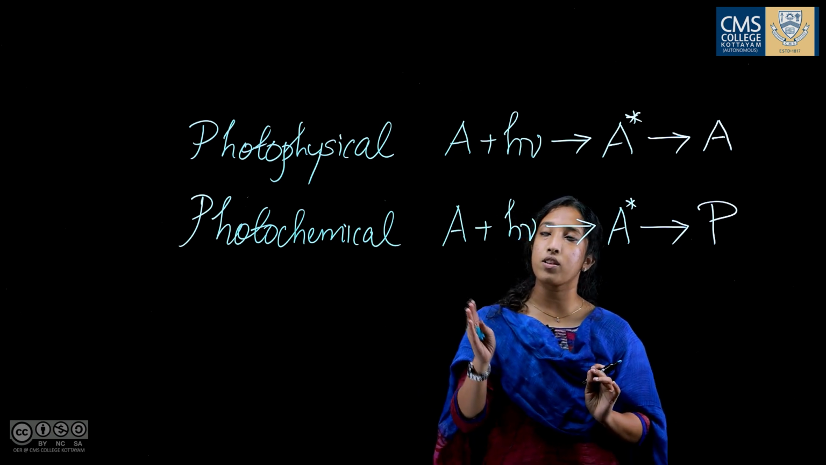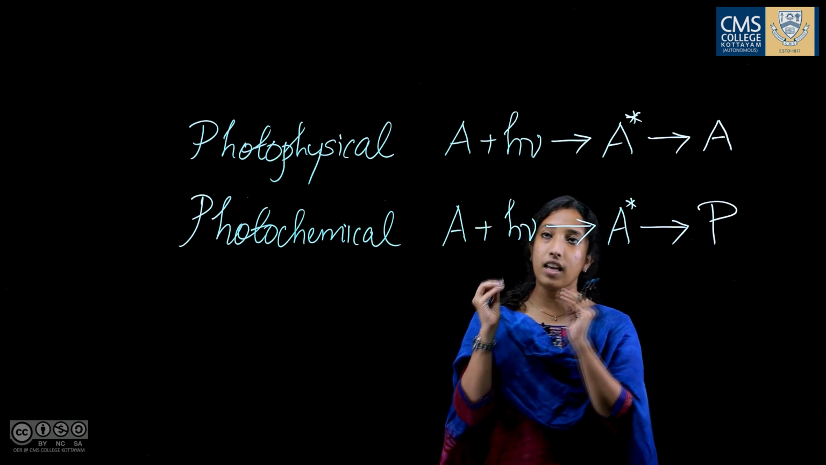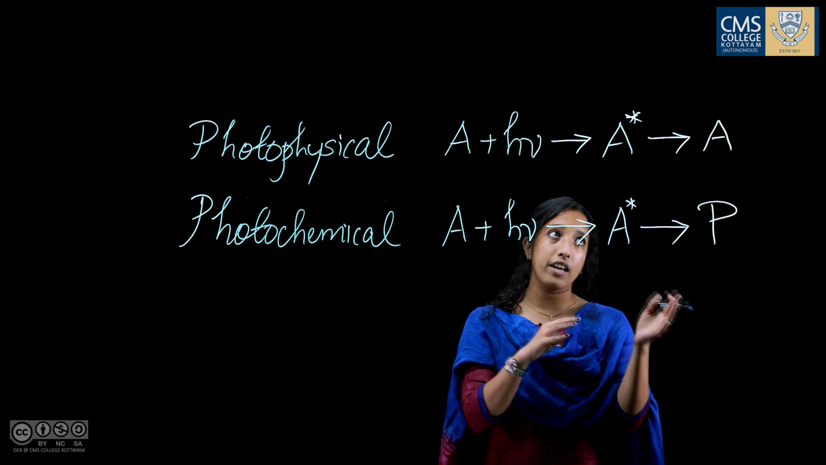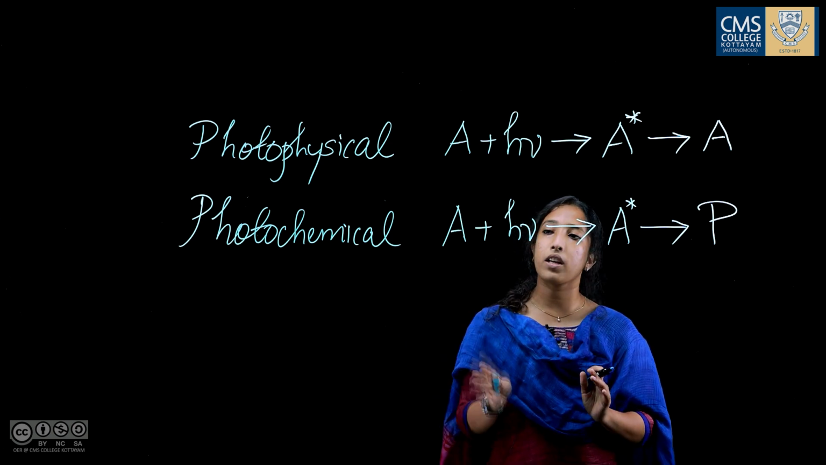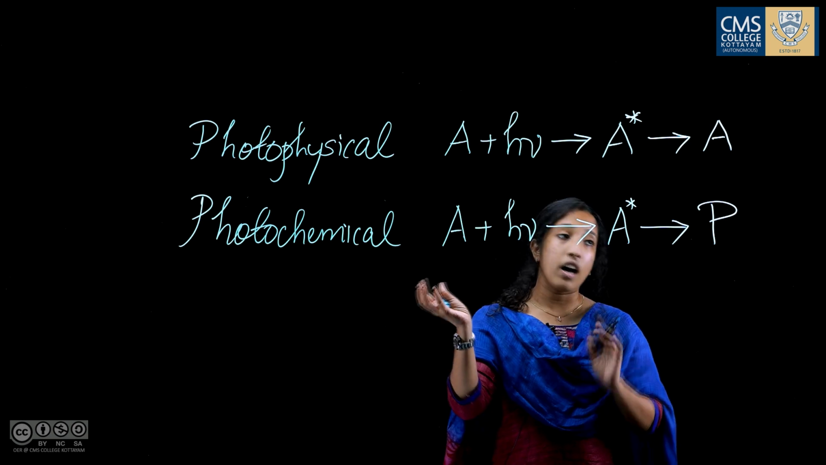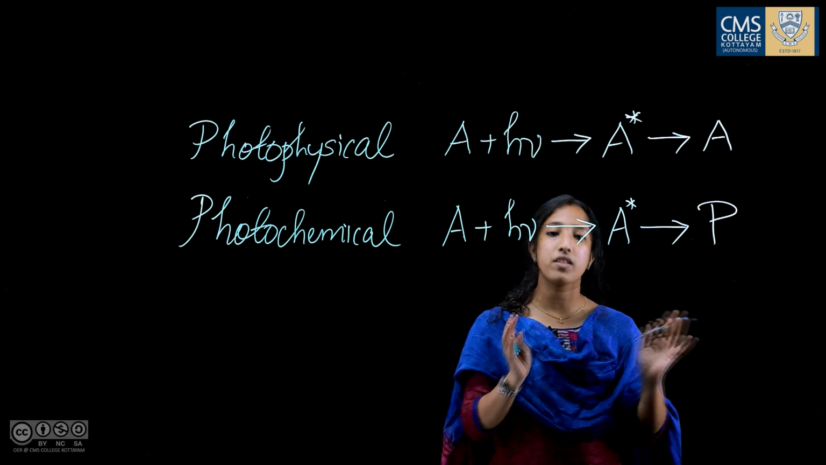In a photophysical process, you are getting the same molecule in the end, but in the photochemical process, you are getting a different product at the end of the reaction.